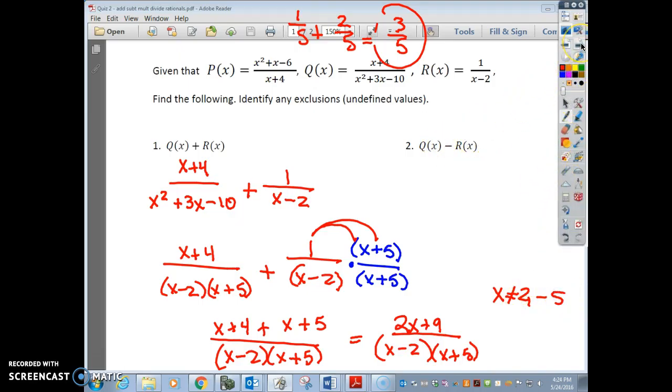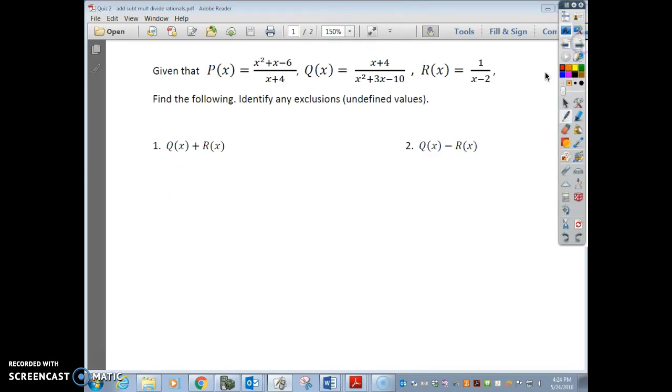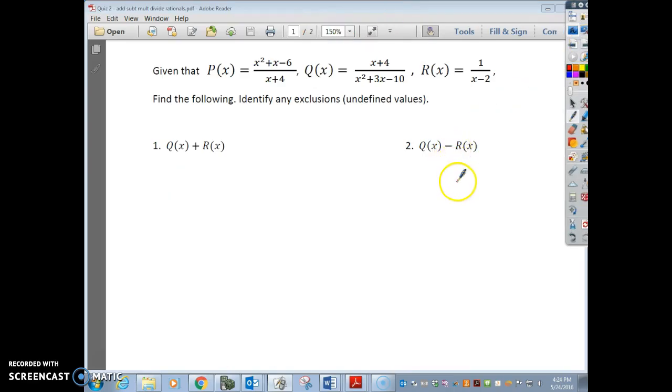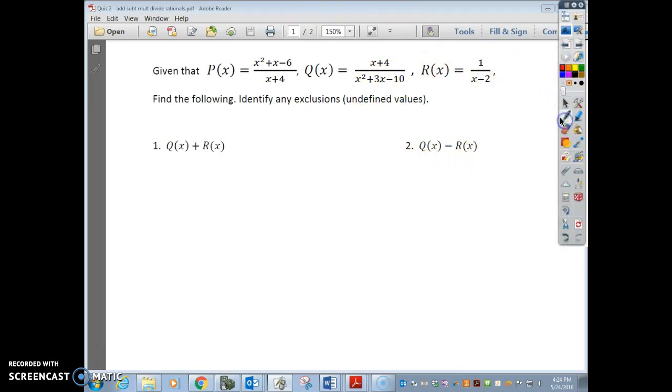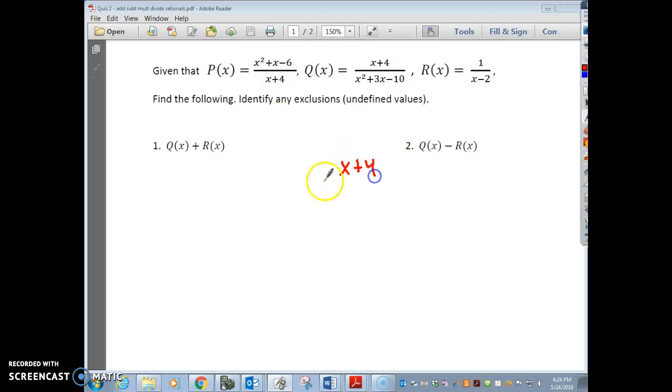And that's it. What about the last one? Last one is subtraction. So subtraction works just like addition. That's why they're grouped together. This one is going to be q minus that one. So let's set it up. It's going to be x plus 4 over, let's go ahead and factor this one from the one we just did. So this was what? X minus 2 times x plus 5, and we're going to subtract 1 over x minus 2. So this is very similar, just like that. Instead of a plus, we have a minus here. So again, minus works just like addition.